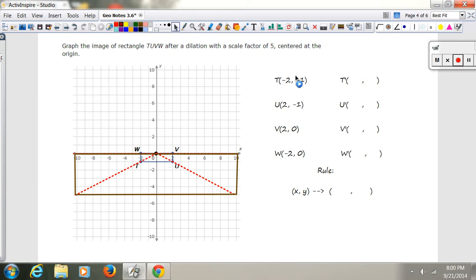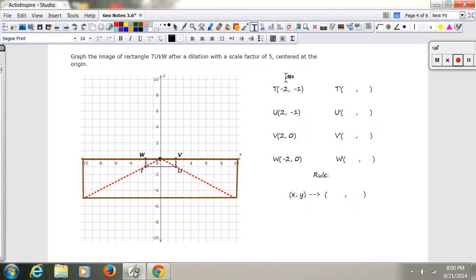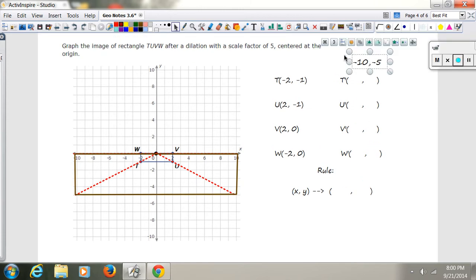So that means we're going to multiply everything by 5 here. So negative 2 times 5 is going to give us negative 10. And negative 1 times 5 is going to give us negative 5. I'm betting that T prime is negative 10, negative 5. Let's see, negative 10 and negative 5. Boom, T prime, there it is. This was T, this was T prime.